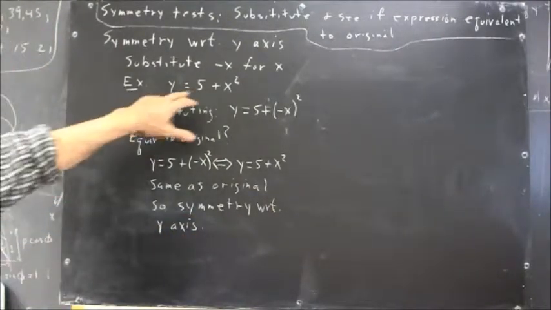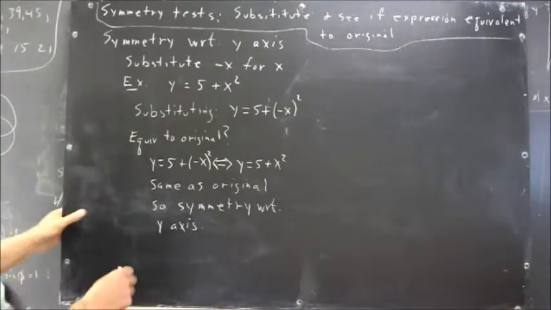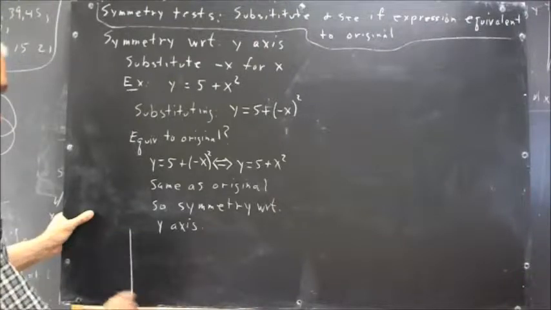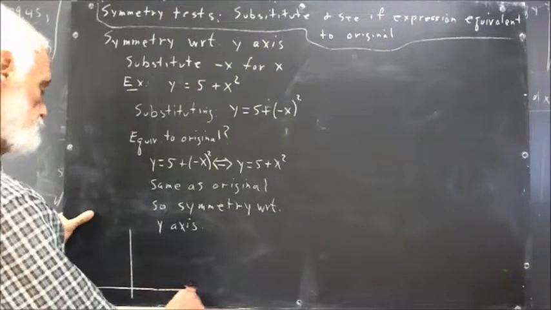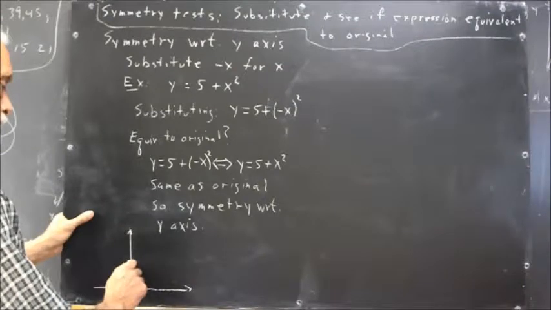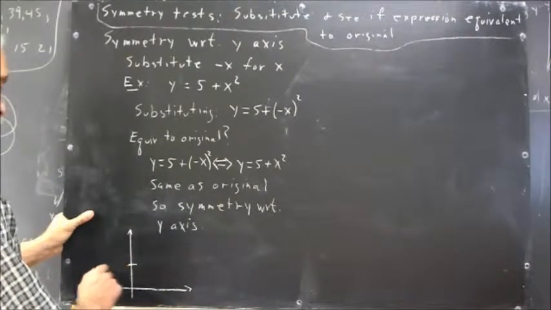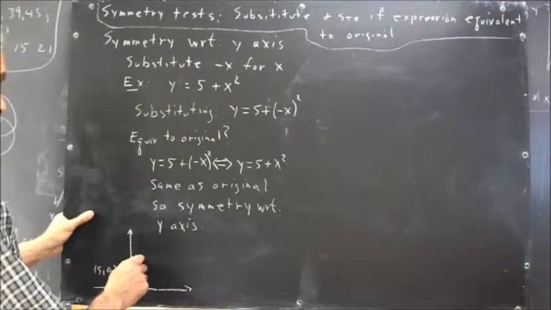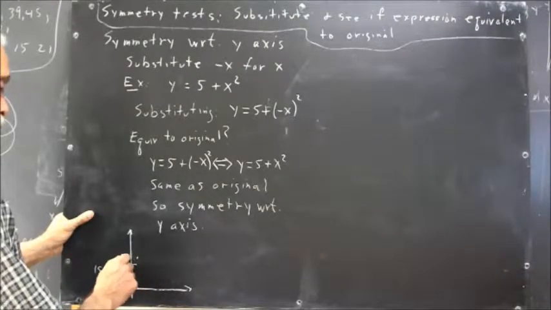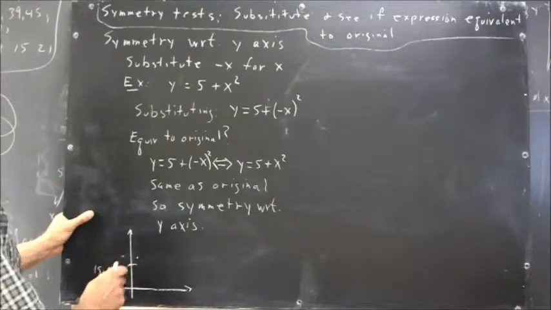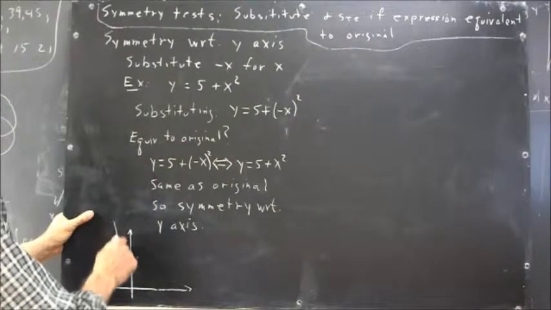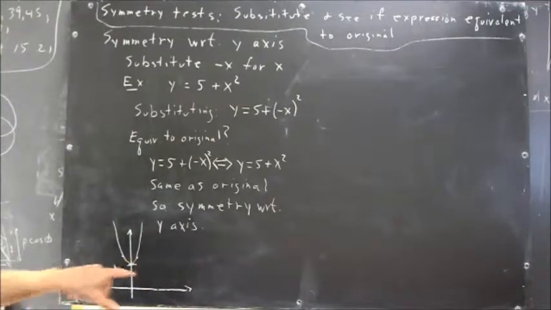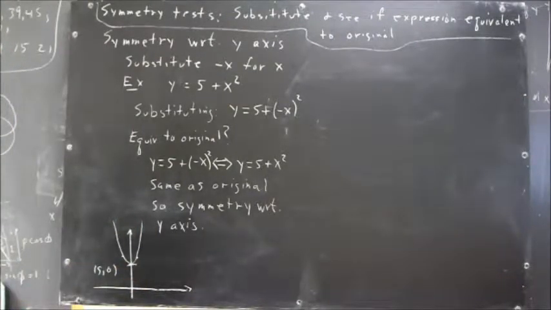Now if we plot y equals 5 plus x squared, I'll do that here, you can verify that the graph goes through the point 0, 5, and the points 1, 6, and negative 1, 6, and it's a parabola. Okay, and that is symmetric with respect to the y-axis.